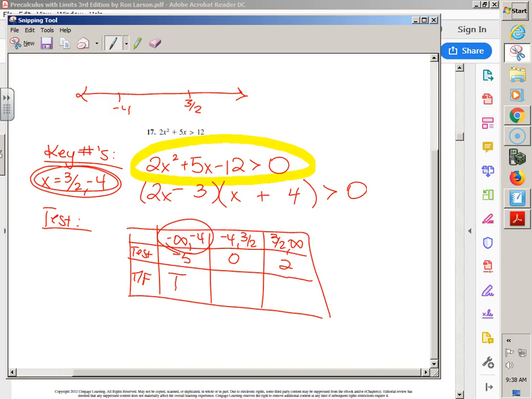0 ends up with a negative. That's false. That's not greater than 0. 2, if I plug in, ends up with a positive. That's going to be true. Part of my answer. The last thing is that we have to ask ourselves, do I open the intervals or do I close them? So for right now, I'm just going to put the negative 4. Put the 3 halves.